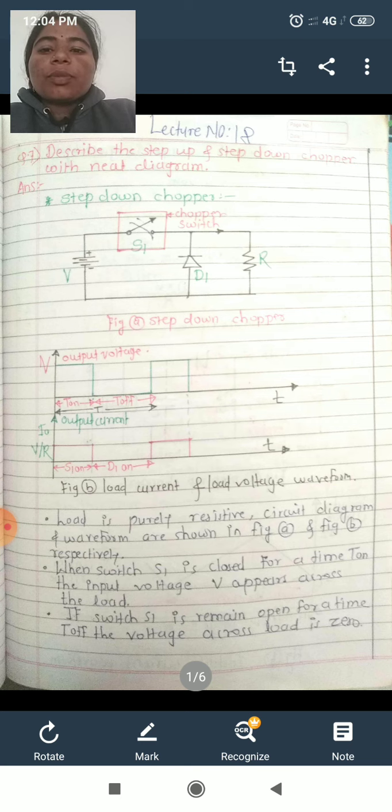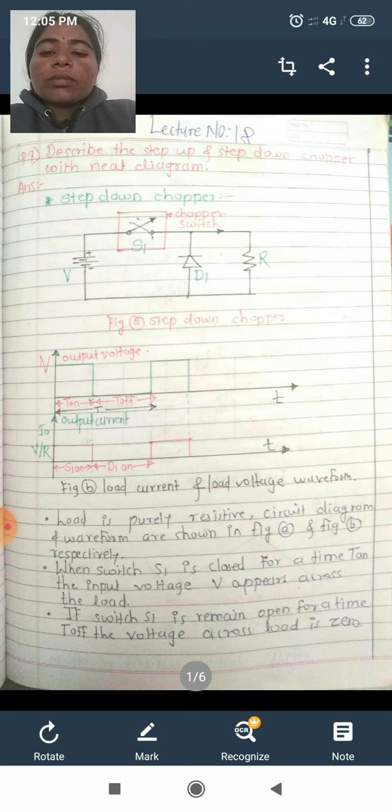Now see, first of all, step down chopper. In step down chopper, observe the figure as well as waveforms. Here a constant fixed DC supply is applied. After that, switch S1, called a chopper switch, is connected, then a diode is connected, and across the diode a resistance is given. Resistance acts as a load. Now see, V is the output voltage, and the output current waveform is there. Here fixed DC is converted into variable DC. This is the basic working principle of chopper.